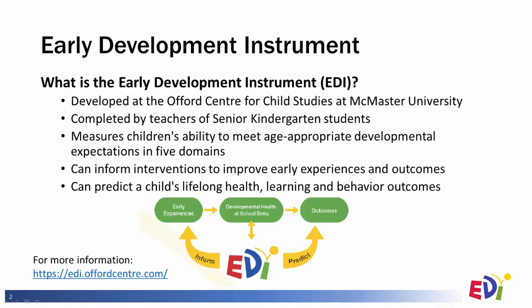The Early Development Instrument, or EDI, is a tool that was created at the Offord Centre for Child Studies at McMaster University. The EDI tool is a questionnaire that is completed by teachers of senior kindergarten students in the second half of the school year. The EDI measures children's ability to meet age-appropriate developmental expectations or milestones at school entry.